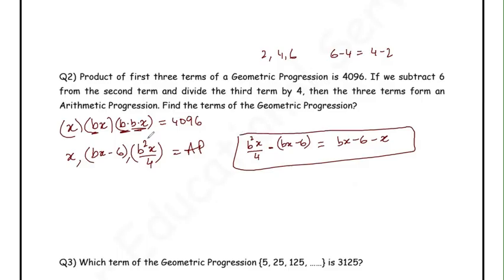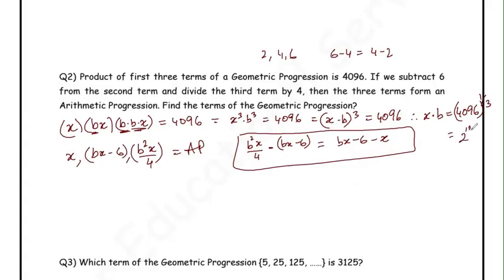And the other relationship is this one, that x into bx into b square x is x cube into b cube. That is 4096. So then we can write down x into b the whole cube is 4096. Therefore, we can say x into b is equal to 4096 raised to 1/3. And we know that 4096 is 2 to the power 12.